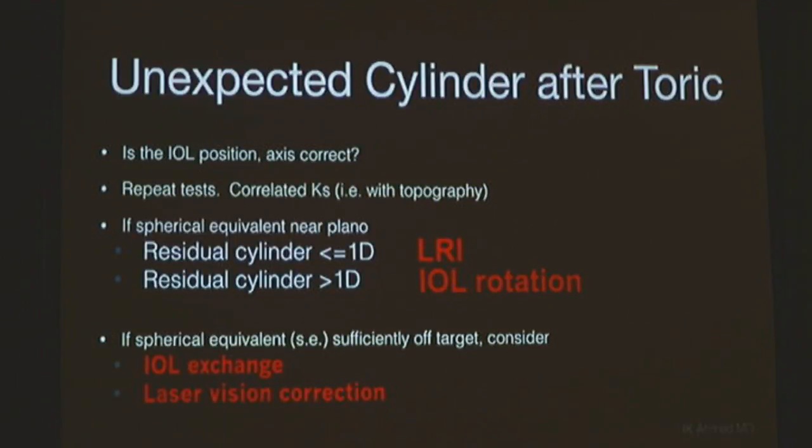Then I can either go back in and do an LRI, which means don't go into the eye, of course, or rotate the lens. My basic rule is if they have more than a diopter of cylinder, I usually go back into the eye. But if they're less than a diopter, then doing an LRI, which I think is quite reasonable to do, and I do it with the slit lamp, and I'll show you a video of that, is useful. If the spherical equivalent is off, though, so even though they have astigmatism, they also have myopia, then we have to think about, do we do an exchange or laser vision correction, are the options.